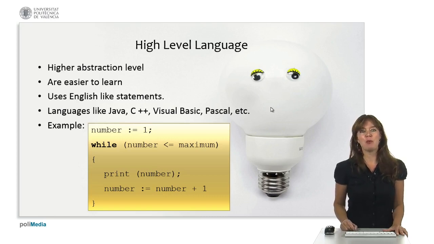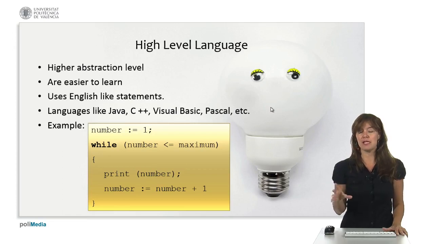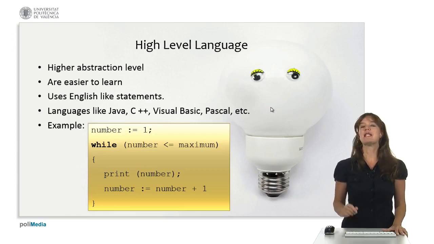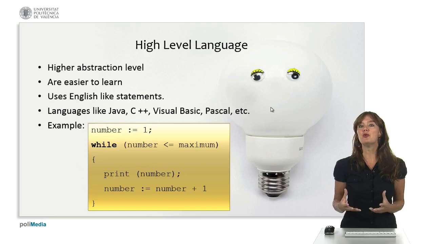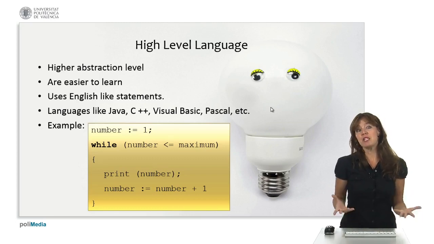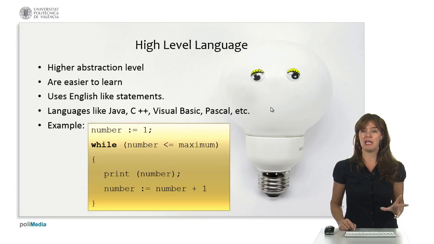Here we have a high-level language and it says assign number 1 to the variable that is called number. Then while this number is less than or equal to some maximum, what we want to do is print this number on the screen, add 1 to the number, and go on until the number is greater than the maximum. As you can see, it uses English-like statements to represent a computer program. This we typically find in languages such as Java, C++, Visual Basic, Pascal, and so on. These are all high-level languages.